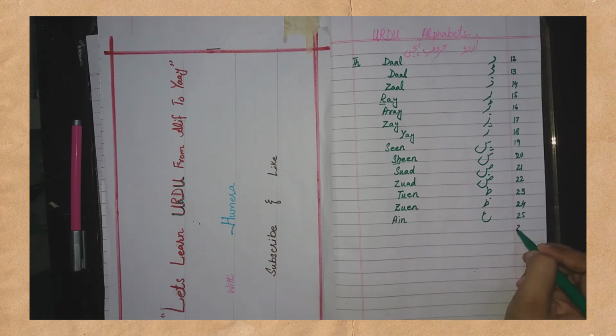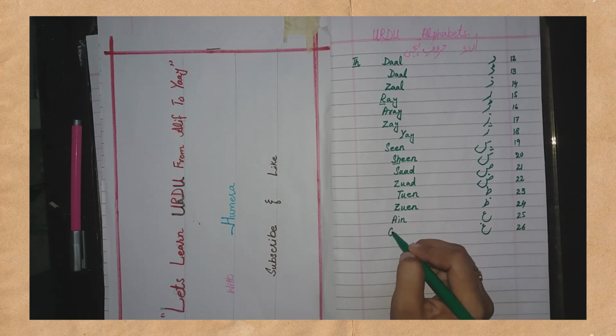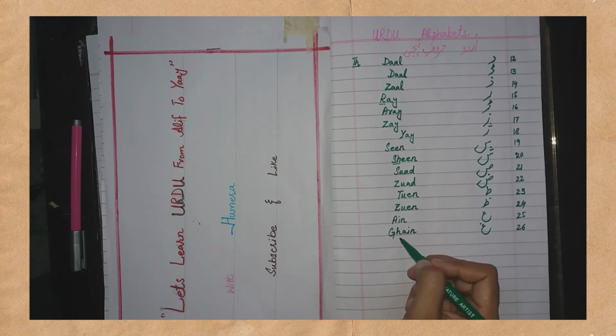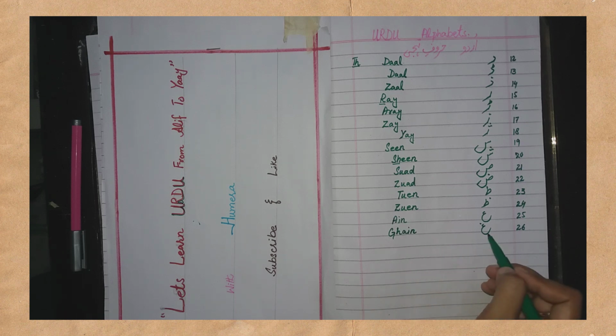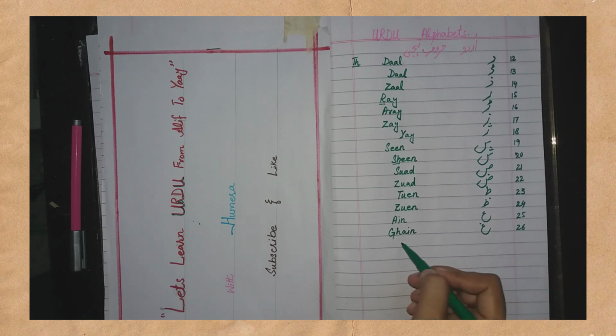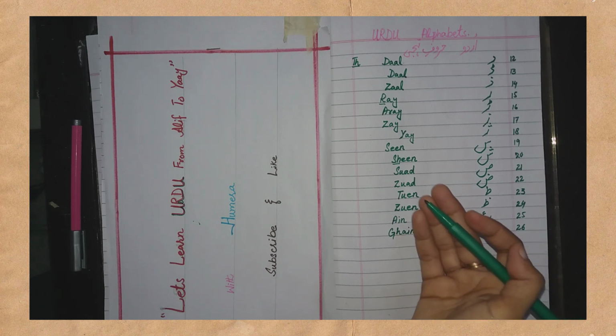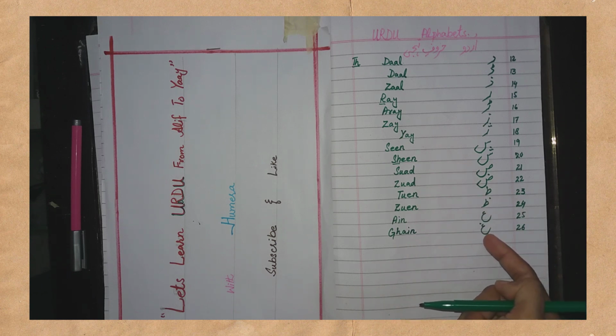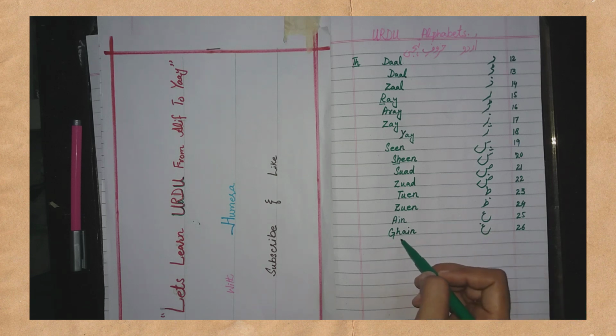Okay, next is Van. Van has the same shape like N, but it has one dot on it, and it has the pronunciation of Van. Okay, Van, and I think it has its own sound. There is no sound like it in the English alphabets, so you have to learn its own sound. Okay, it is called Van.